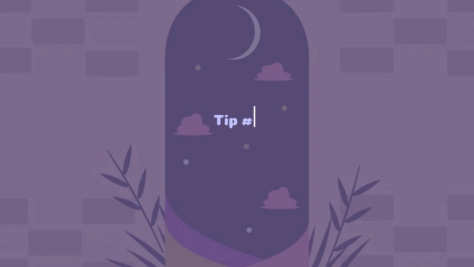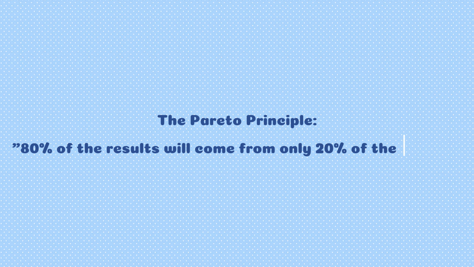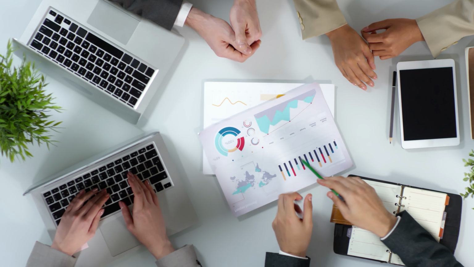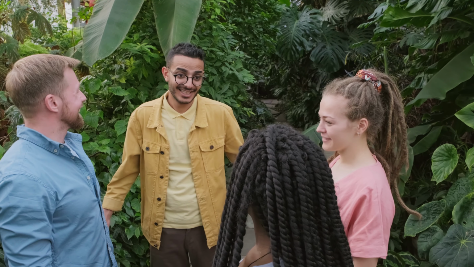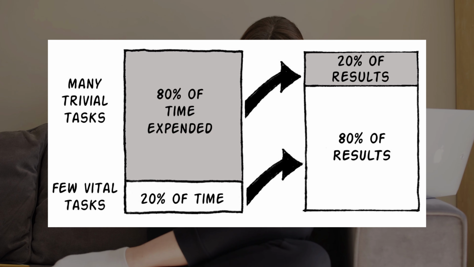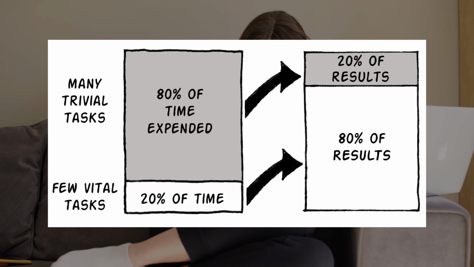Tip number 2. Follow the Pareto principle, aka the 80-20 rule. I know it sounds fancy too, but the Pareto principle simply means that 80% of the results will come from only 20% of the causes. This can apply to many scenarios including businesses, social circles, and many more. But if I explain it in the context of studying, 80% of your marks at your exam will likely come from only 20% of the effort you put in.